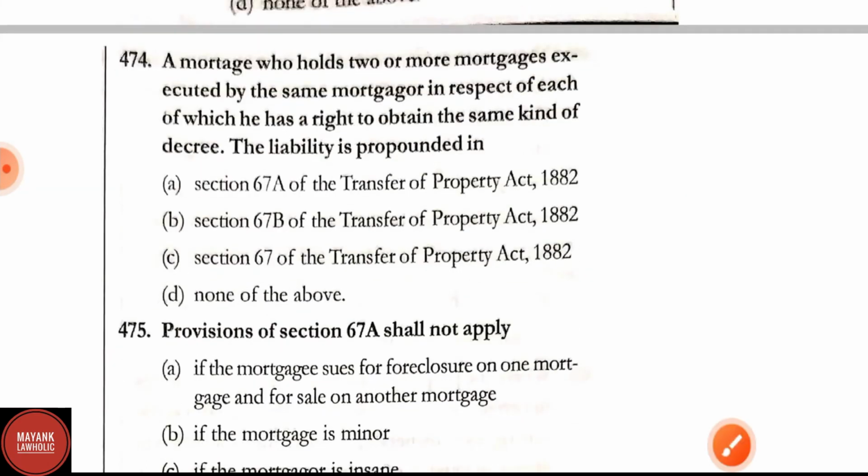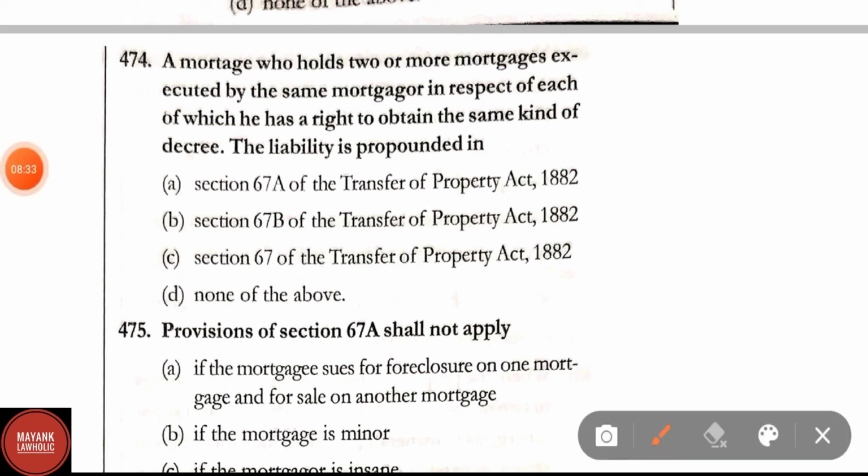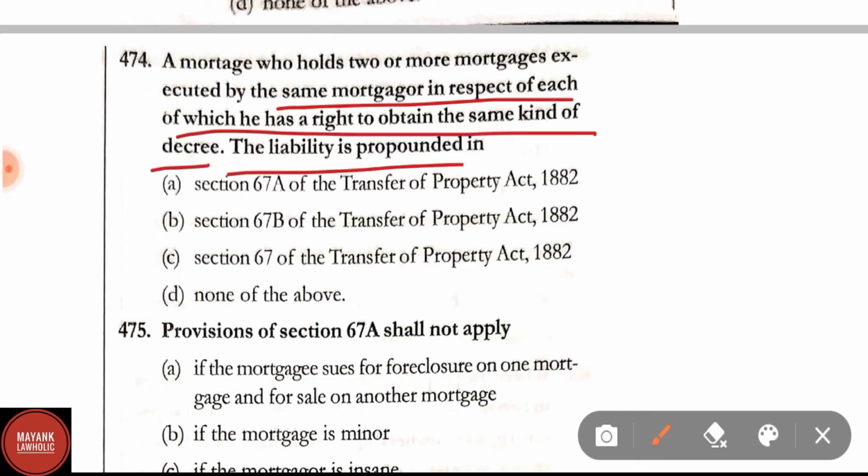Question number 474. A mortgagee who holds two or more mortgages executed by the same mortgagor, in respect of each of which he has a right to obtain the same kind of decree. The liability propounded in, correct answer is option C, Section 67 of TPA.